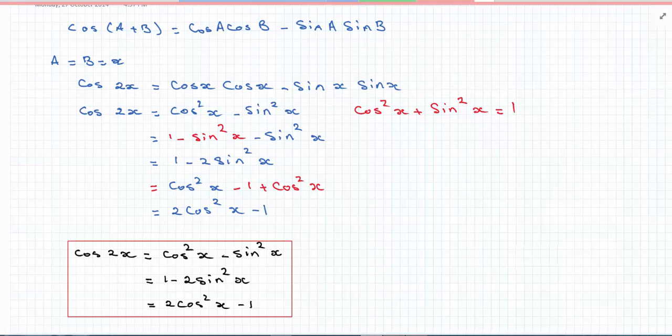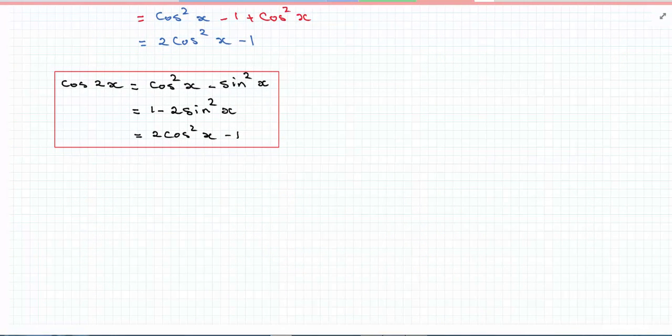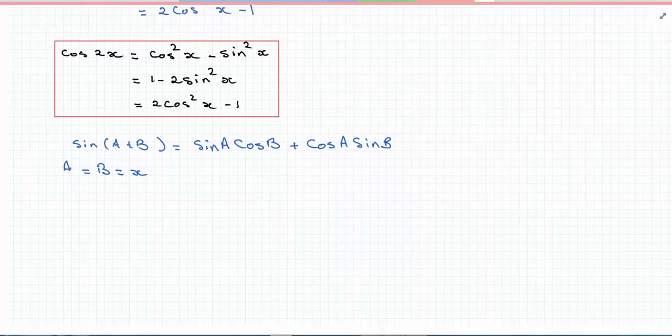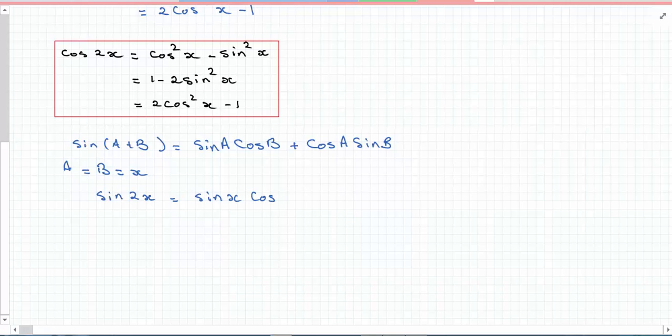Now we're going to look at a similar process, but this time we're going to start with sine(A+B). So if you recall, sine(A+B) is sine A cos B plus cos A sine B. But again, what happens if A and B are equal? Let's call them x. Then I end up with sine 2x equaling sine x cos x plus cos x sine x.